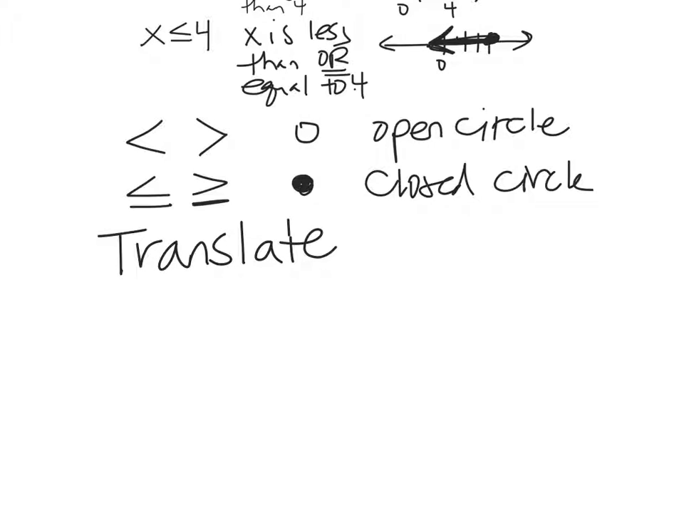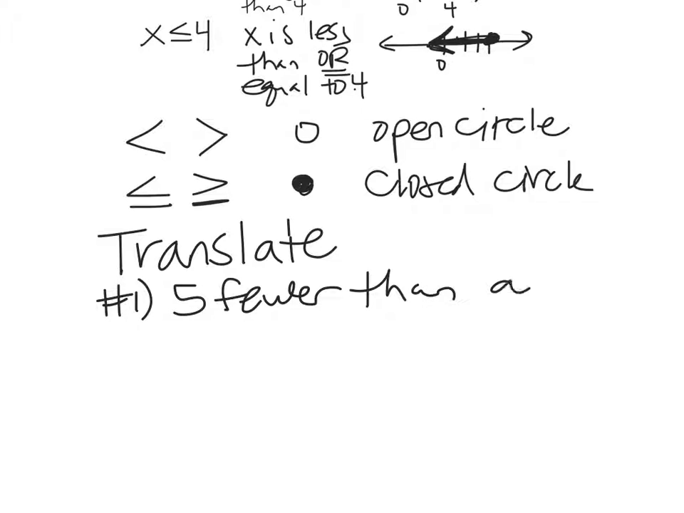So here we go. Number 1. We're going to do 2 of them. 5 fewer than a number is at least 12.